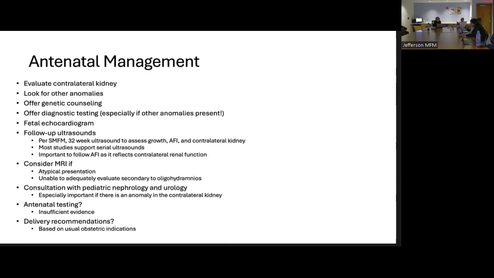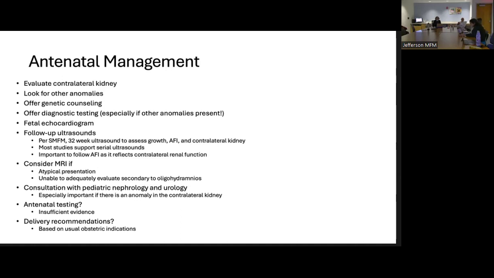Some studies reference considering an MRI if it's an atypical presentation or you're unable to adequately evaluate secondary to oligohydramnios or anhydramnios. So if you just aren't able to see, then that could be helpful. Certainly consultation with pediatric nephrology and neurology, especially important if there's anomaly in the contralateral kidney.